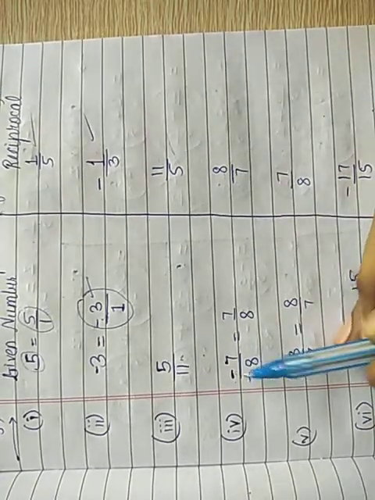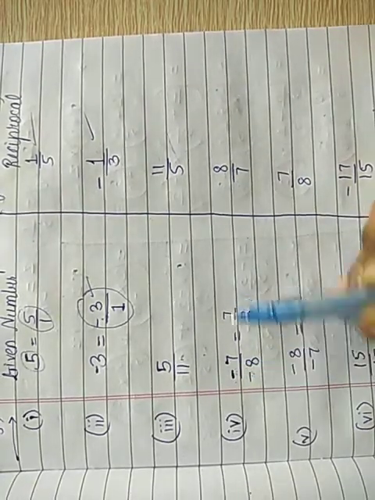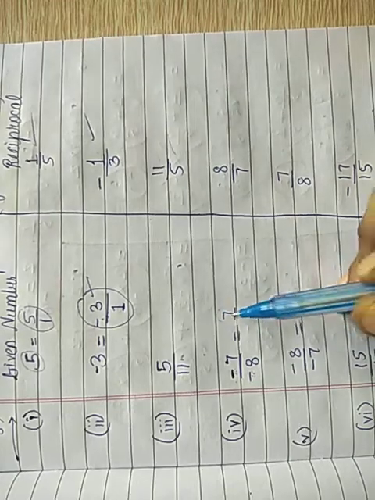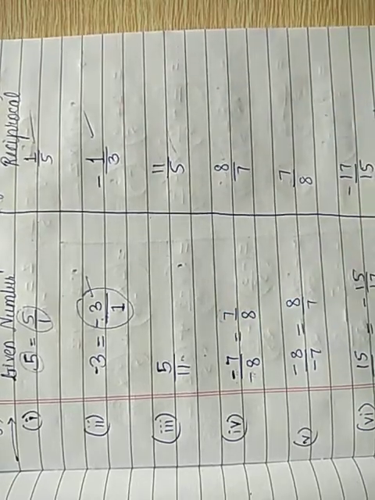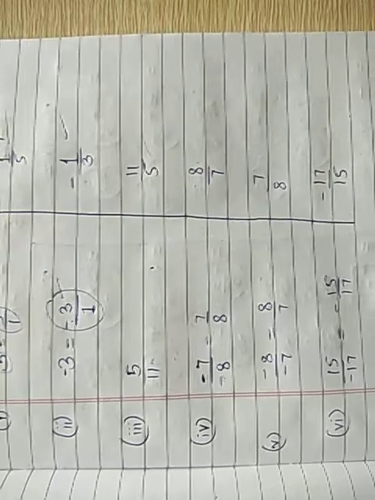Now here there were two minus signs. Both of them cancel out, and the actual given number is 7 upon 8. So its reciprocal will be 8 upon 7. And likewise we calculate the reciprocals.